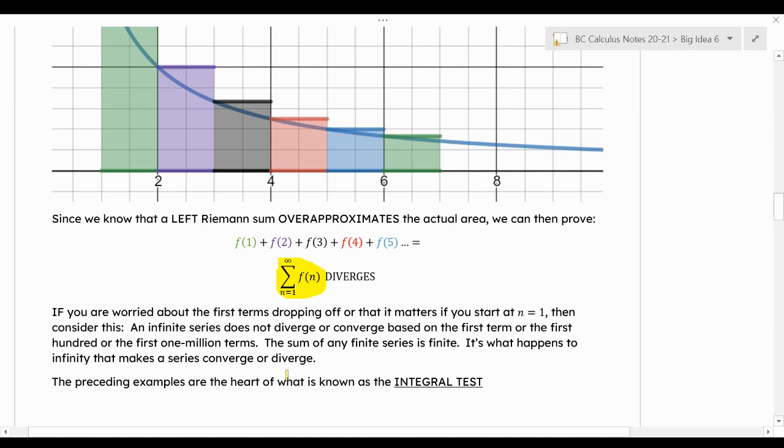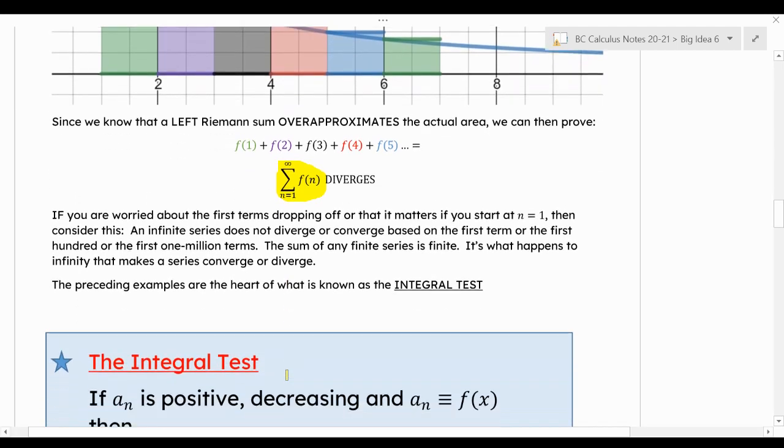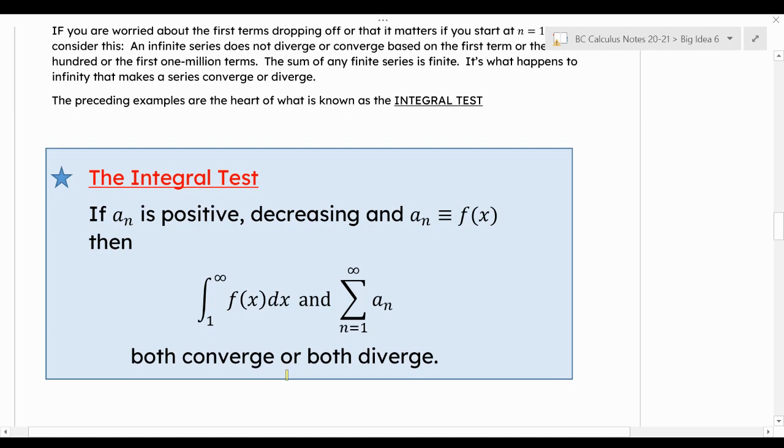It's not about that finite chunk at the beginning. It's about the infinite stuff at the end. So don't get too caught up with that. Just understand here that Riemann sums over and under approximate decreasing curves, and thus we can get to this idea of the integral test. So the integral test says this.